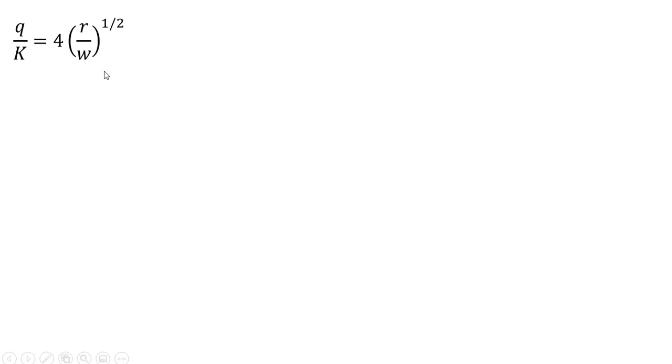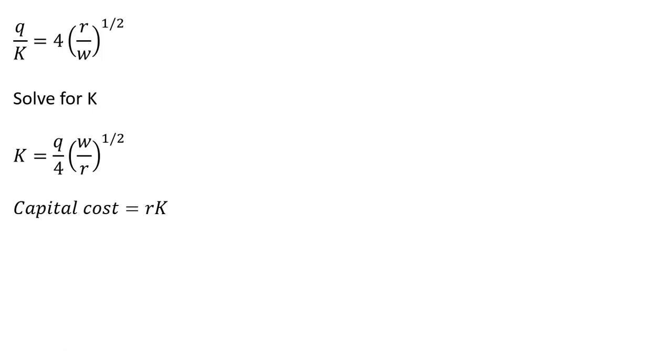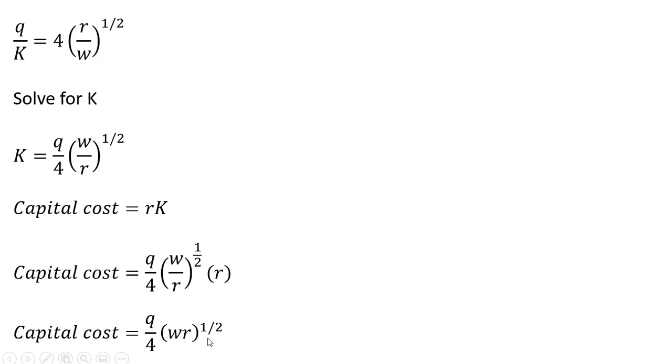Now we're going to solve this expression for K. So multiplying both sides through by K, and simplifying some, we get this result right here. And let's get the capital cost. So the capital cost is going to be the price of capital times units of capital. So we're going to take this expression right here and multiply it through by R. So we have R divided by R to the 1/2 power, which will just leave us with the following result. So that is our capital cost.